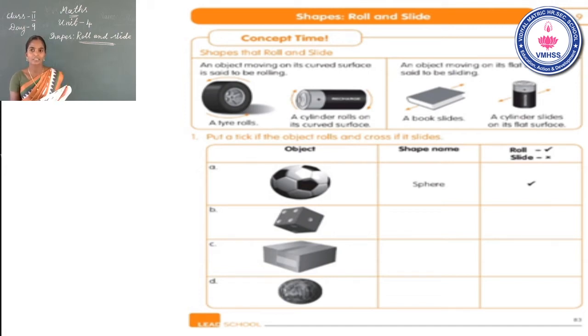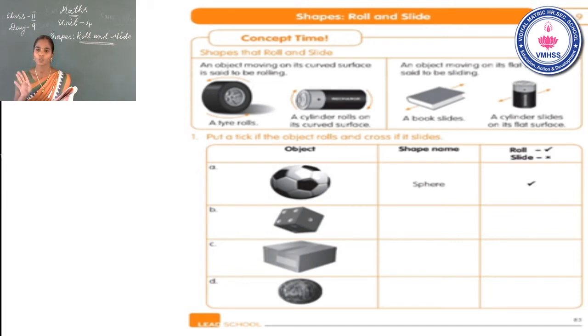Next picture, cylinder. So we will use the flat face. So a cylinder slides on its flat surface. Students, next look at the first question now. Put a tick if the object rolls, cross if it slides.